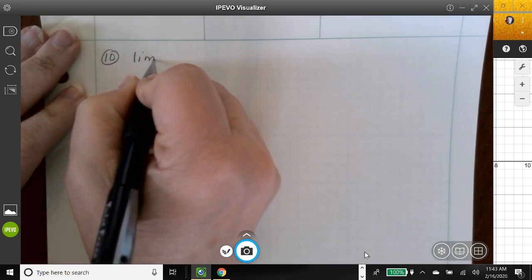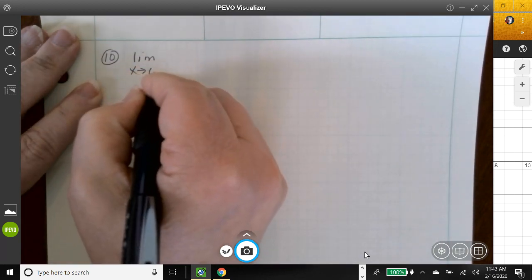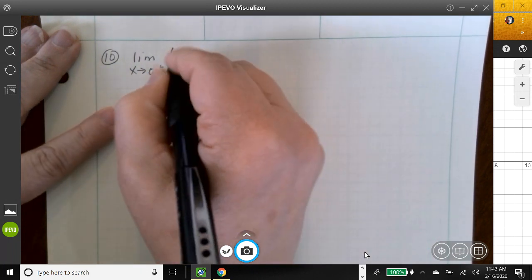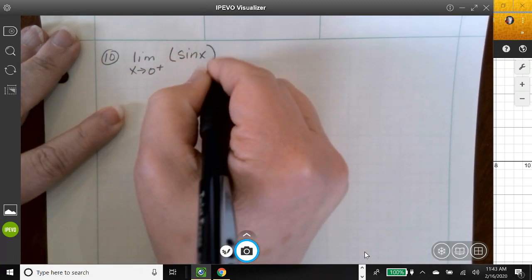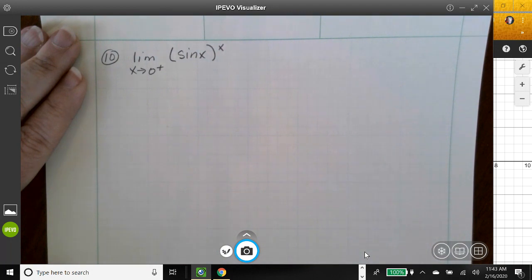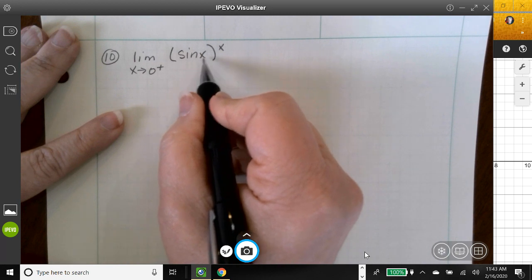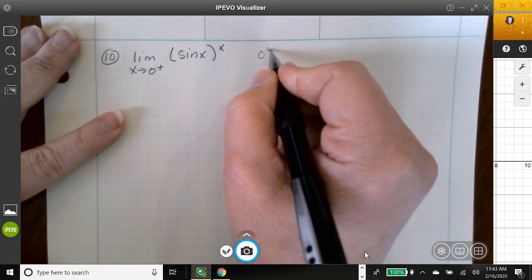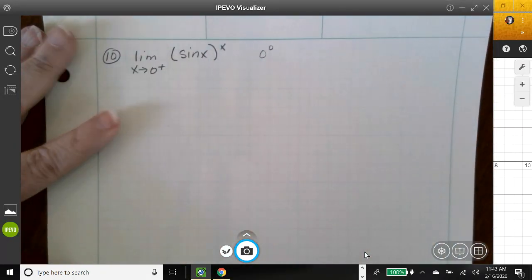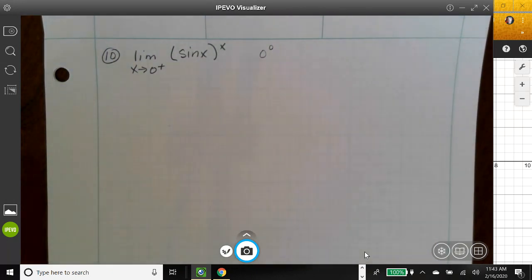The limit as x approaches 0 from the plus side of sine x raised to the x. All right, here we go. This is of what form? Well, this looks like this is 0 raised to the 0, which is one of those indeterminate forms I mentioned at the beginning of the video.